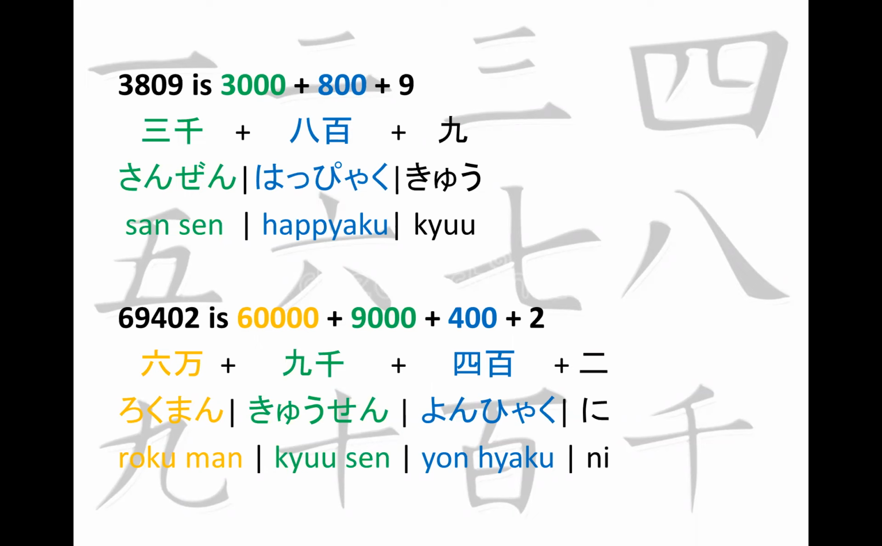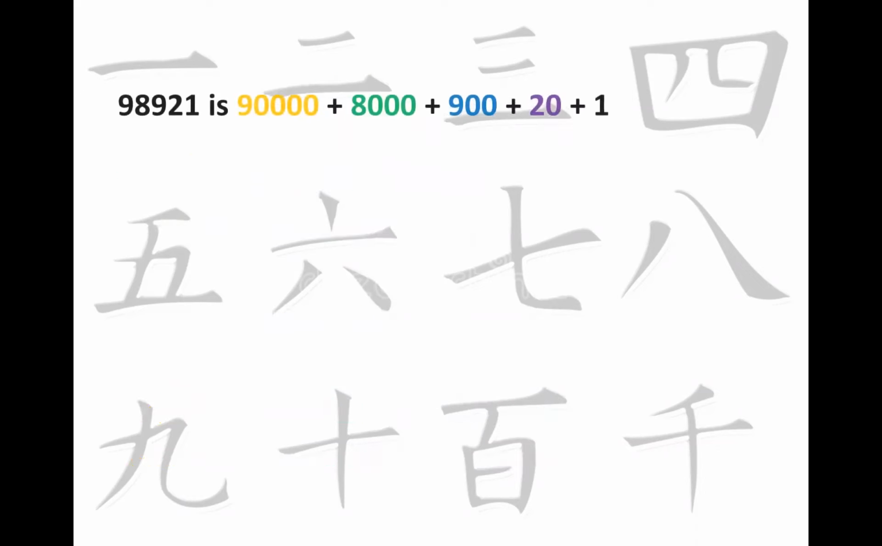Again, slowly per syllable, rokuman, kyusen, yonhyaku, ni. 69,402. Are you still up for some more? Of course you are.